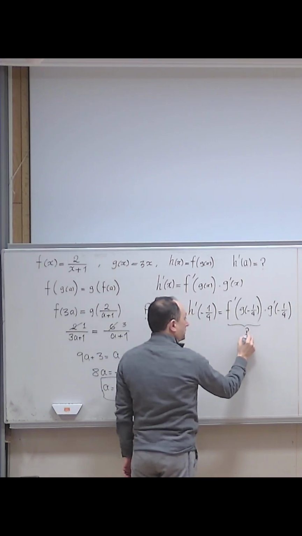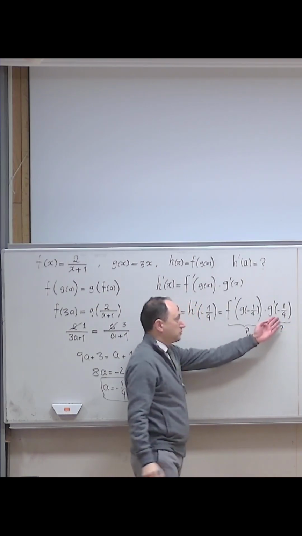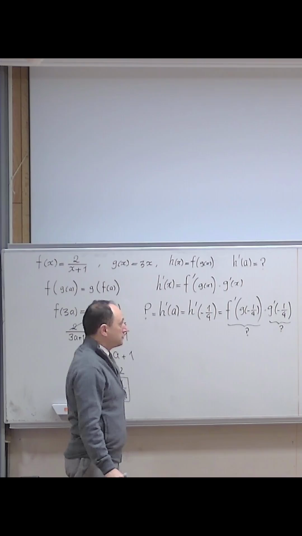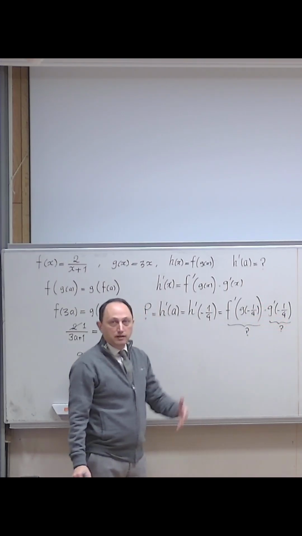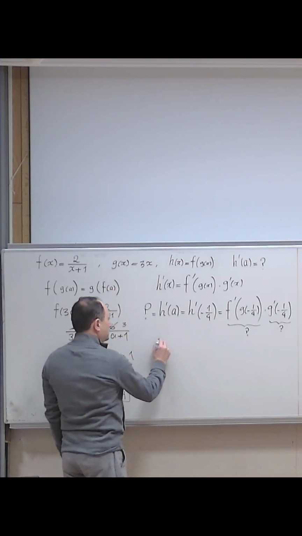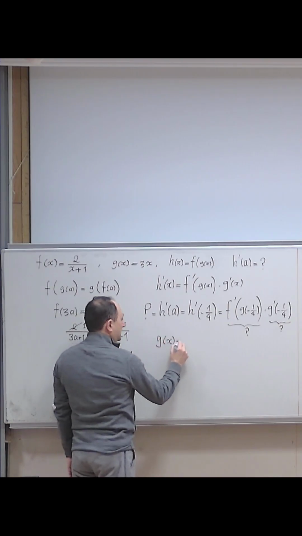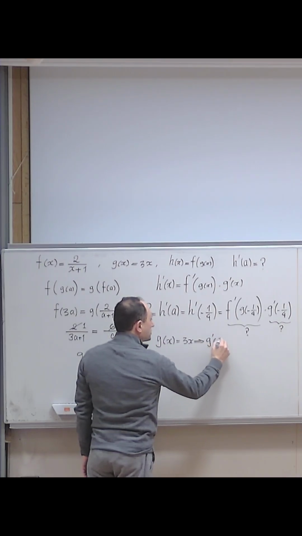I need to know what this number is. I need to know what this number is. If you don't mind, let me start with a simpler one. If I want to calculate g prime of minus 1 over 4, I have to calculate the derivative of g first, which is extremely simple to do. g of x is equal to 3x, so g prime of x is the constant function 3.